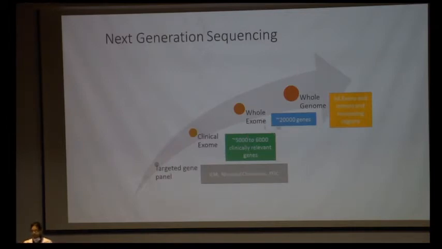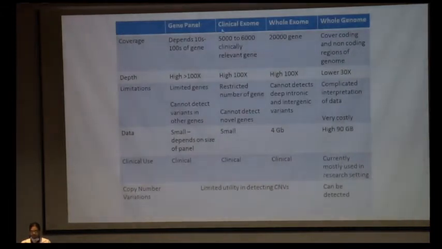The whole exome is testing all the exons of around 20,000 genes, and then there's whole genome sequencing in which you test both the exons and the introns. So a brief comparison between these: as we said, the panels only cover a small number of genes, whereas the whole genome covers both the coding and the non-coding regions.